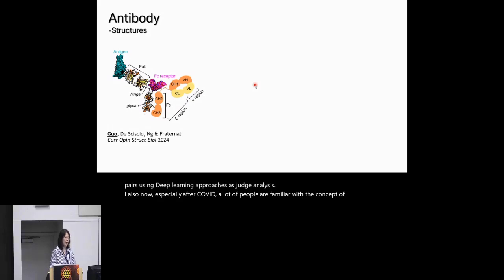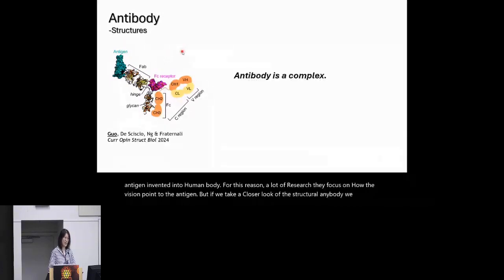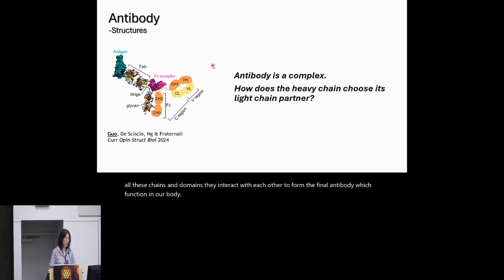Antibody is produced by B cells, and it functions by using the V region to bind to the antigen invading the human body. For this reason, a lot of research focuses on how the V region binds to the antigen. But if we take a closer look at the structure of antibody, we will realize that actually the antibody is a complex. It has two heavy chains and two light chains. And all these chains and domains interact with each other to form the final antibody, which functions in our body. So we have this question of how does a heavy chain choose its light chain partner?